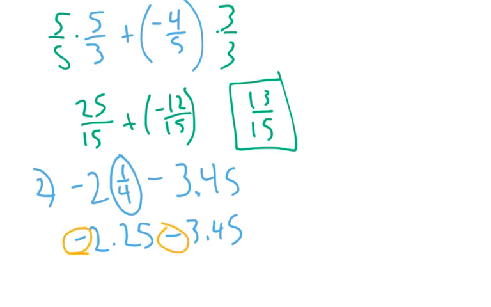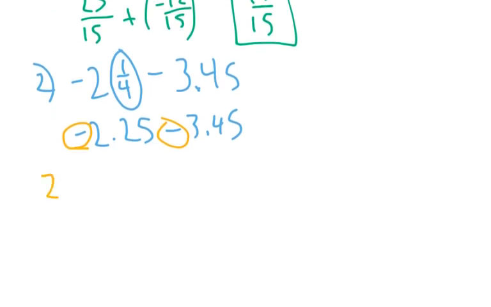So my final answer is going to be negative, but I'm going to actually add the numbers together. So 2.25 plus 3.45. And just know that whatever the answer is, it's going to be negative. So let's see here. I'll get a 0. 6 plus that 1 will give me 7 plus 5. And like I said, that number will actually be negative. 5.70.